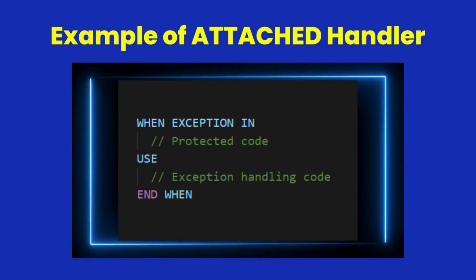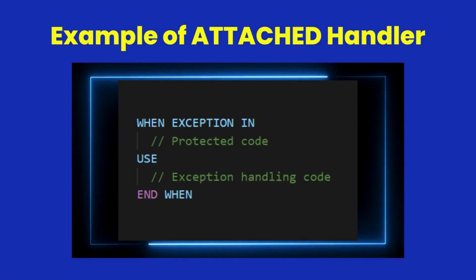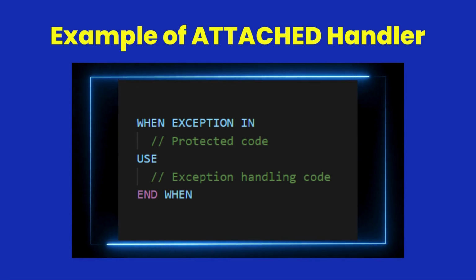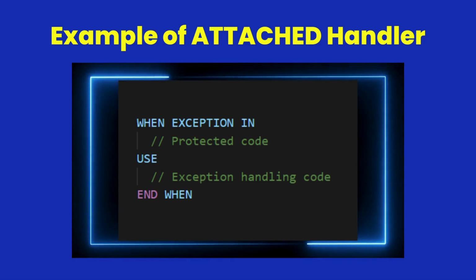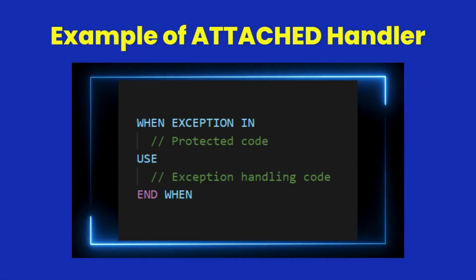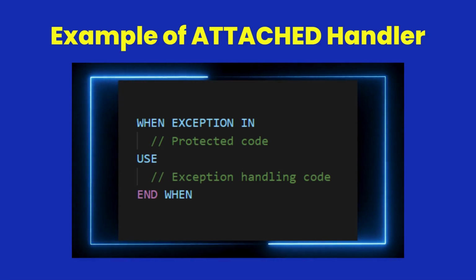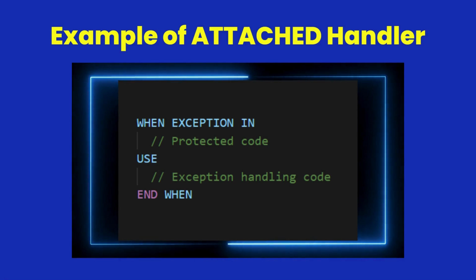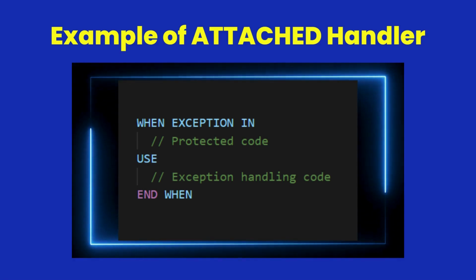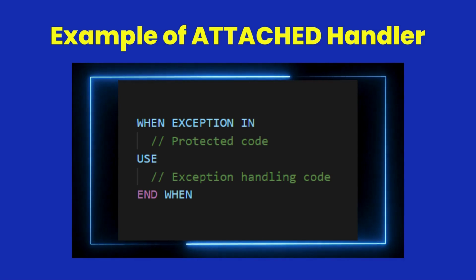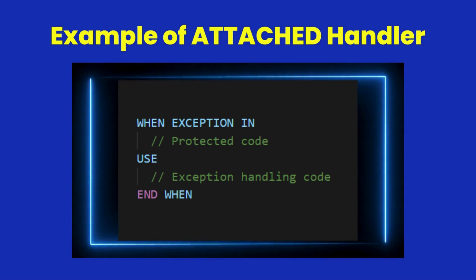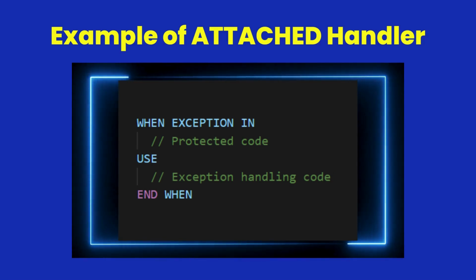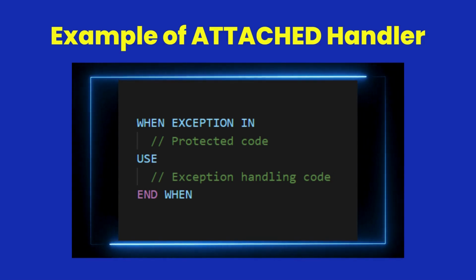Let's look at an example of using an attached handler in Sheerpower. The when exception in block is used to protect your code. If an exception occurs within this block, the use block will handle it. Here's how it looks. In this example, when exception in, this block contains the protected code where exceptions might occur. Use, this block handles any exceptions that are thrown within the protected code. End when, this marks the end of the exception handling block. This structure helps ensure that your code can gracefully handle errors and continue executing.